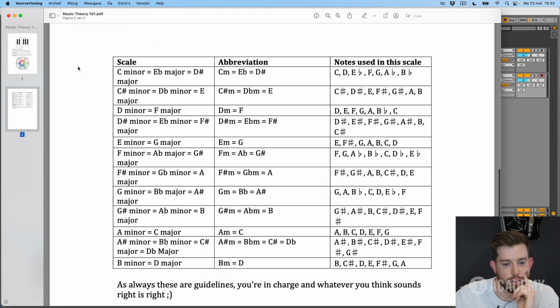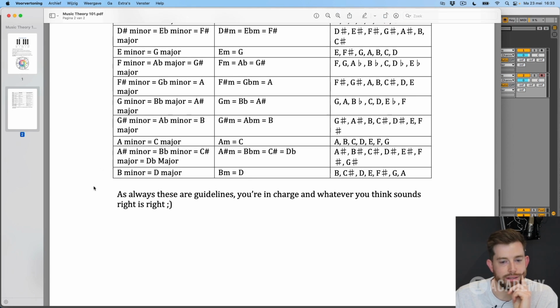So this is an overview of all the names basically. C minor is the same as E flat major, is the same as D sharp major. And on sample CDs, they usually use C M for C minor, E B for E flat, and then D sharp for D sharp. And those are all the notes in that scale. And here they are for every minor and major scale out there.